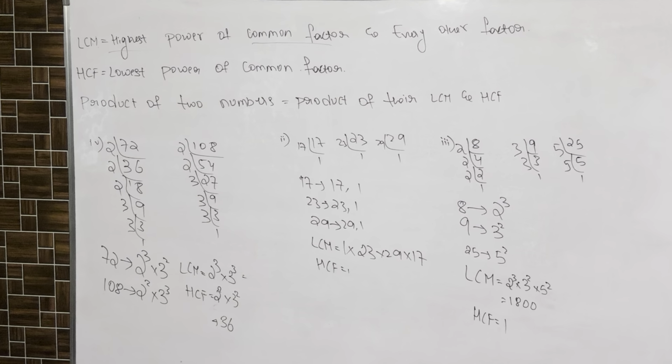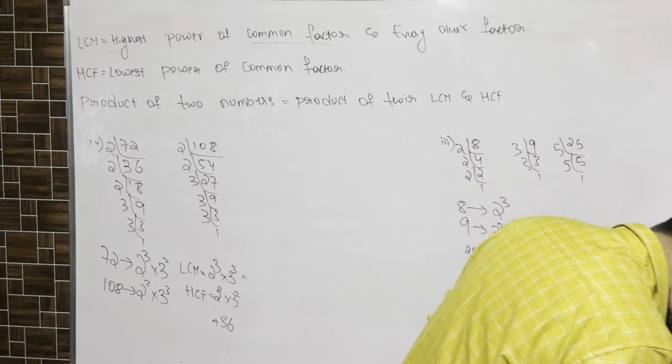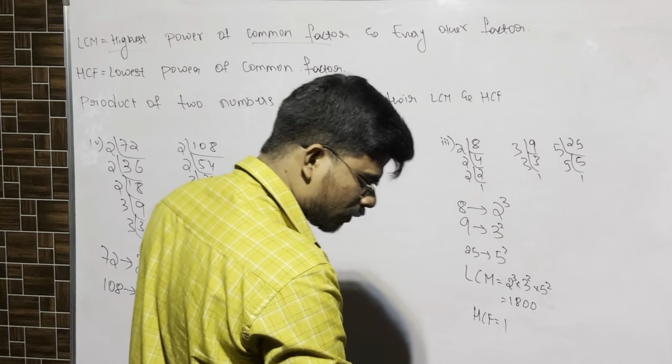Understood? For LCM, we have to take the highest power of common factors and every other factor. In case of HCF, only common factors, and that too their lowest power. Next. What is the next question?